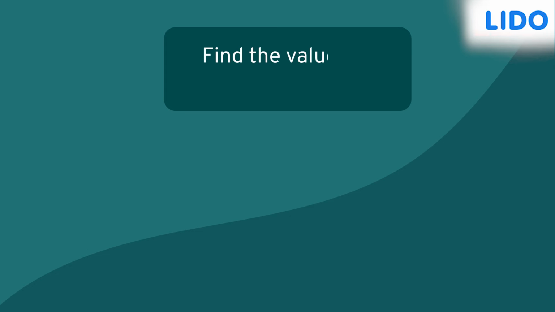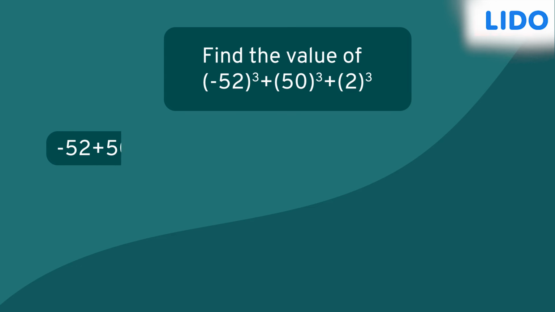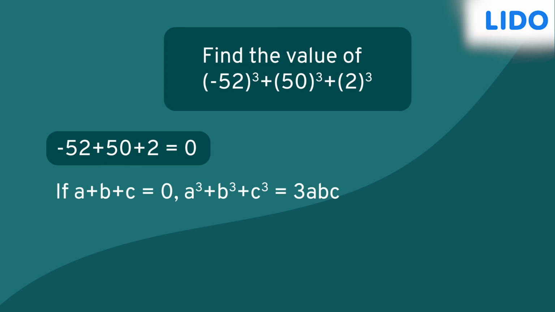Let's try one, shall we? We have to calculate the sum of the cubes of minus 52, 50 and 2. Now, wouldn't it be challenging to find the cubes of such large numbers? Is there another way? Well, let's begin by finding the sum of the three numbers. Minus 52 plus 50 plus 2 equals 0. And because the sum of the given terms is 0 and we have to calculate the sum of their cubes, we can apply the conditional relationship we just learned to solve this.